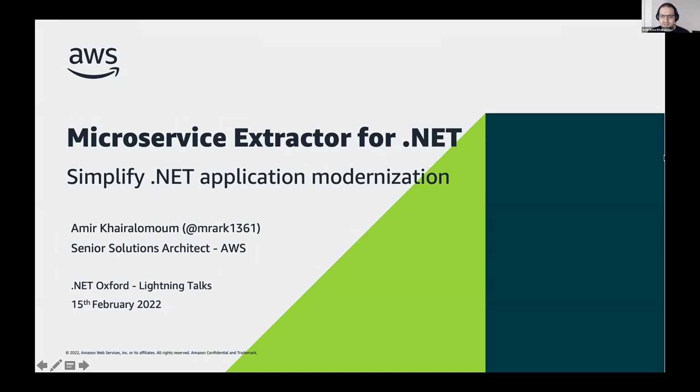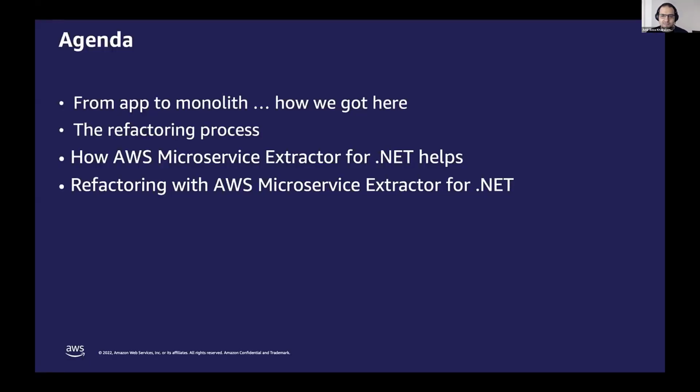Today, I would like to talk about the Microservice Extractor for .NET, which is a tool being released by AWS, platform independent, free to use. I think it adds great value to the .NET community, and I decided to talk about it. Without further ado, let's go to the agenda. Today, I'm going to talk about how applications become monolithic, what we usually do as part of the refactoring process, and how this tool can help you through your refactoring process.